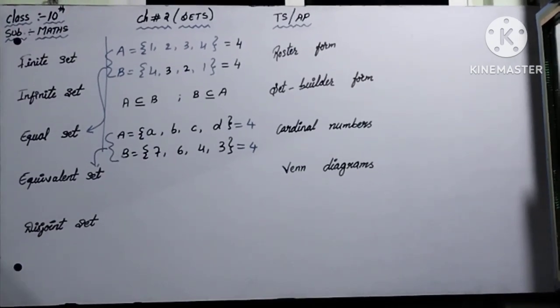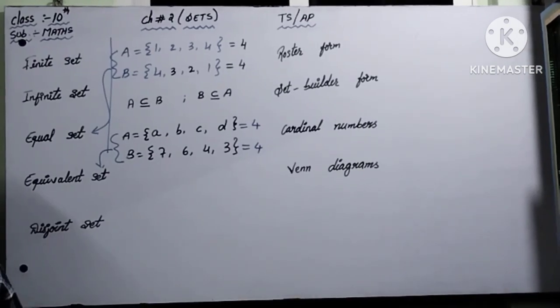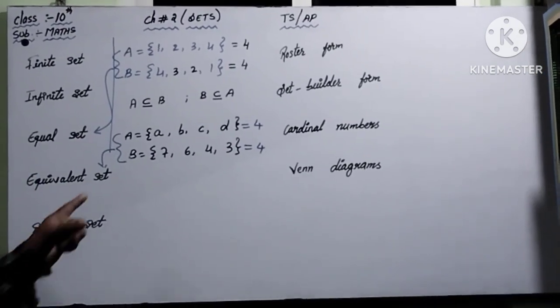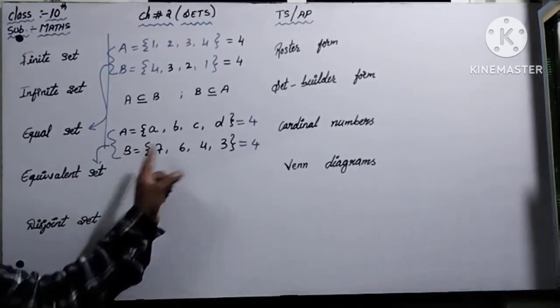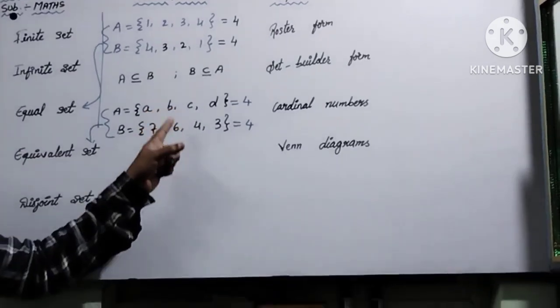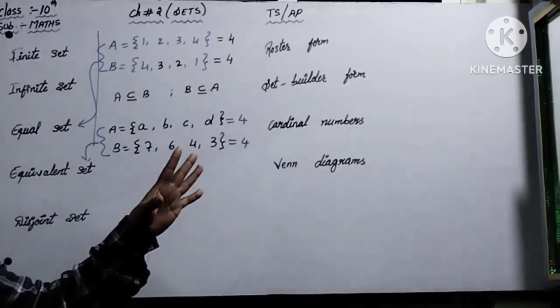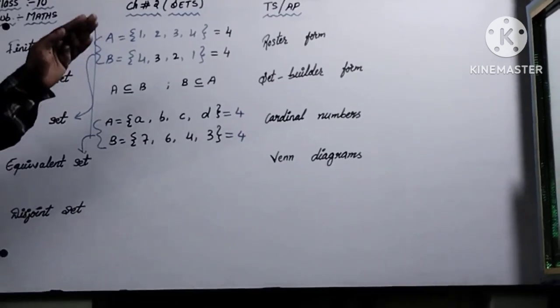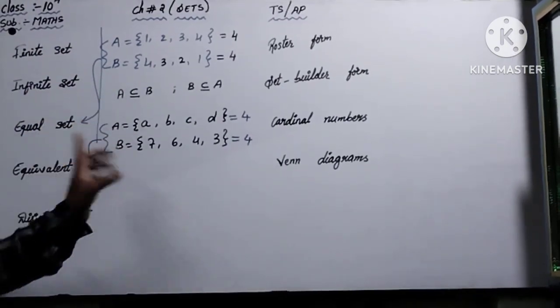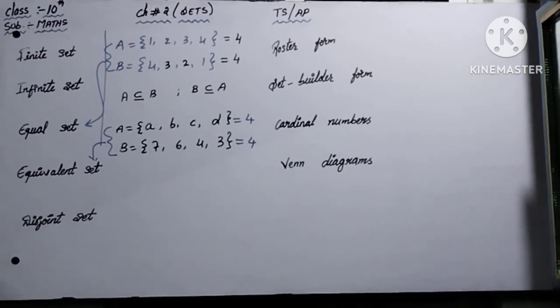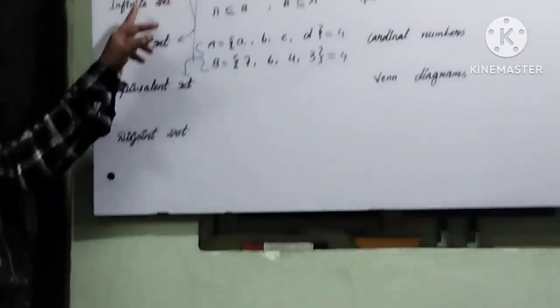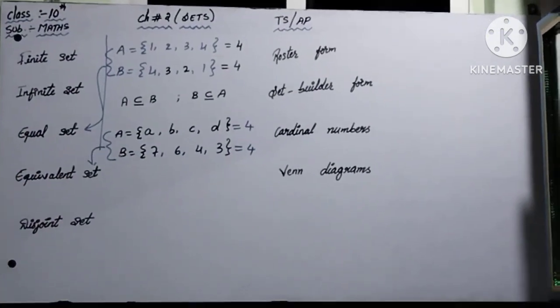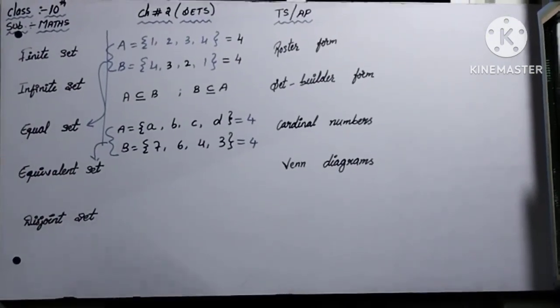That is an equivalent set. Set A contains 4 elements, set B contains 4 elements. The elements are not the same, but the number of elements is the same. So it is called an equivalent set. This is the difference between equal set and equivalent set. Any more doubts? Infinite set, finite set, equivalent set. Any doubts?